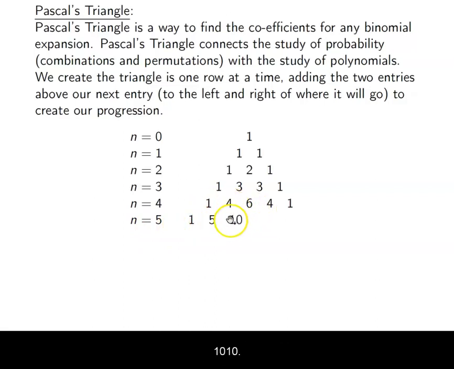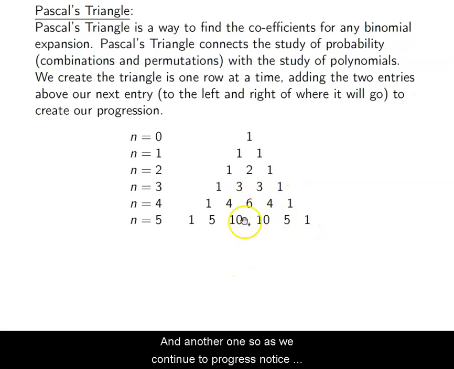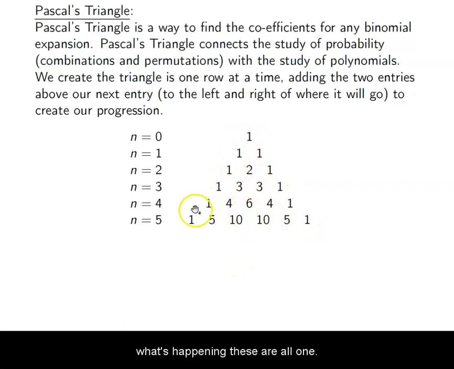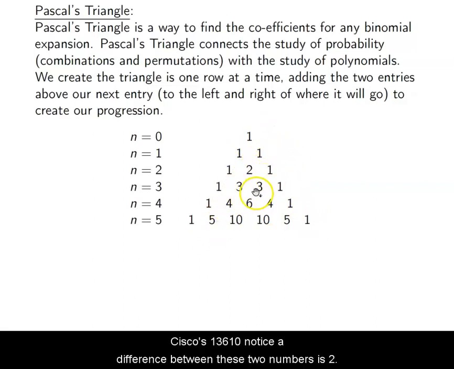This will be 10. Another 10. 5. And another 1. So as we continue to progress, notice what's happening. These are all 1s. These are all 1s. This goes 1, 2, 3, 4, 5. This goes 1, 3, 6, 10.